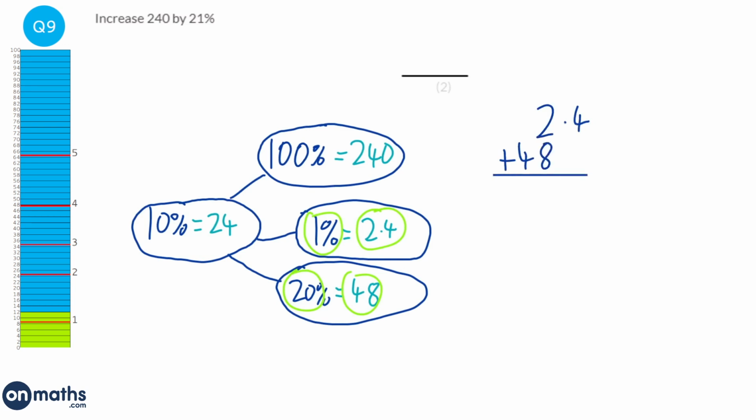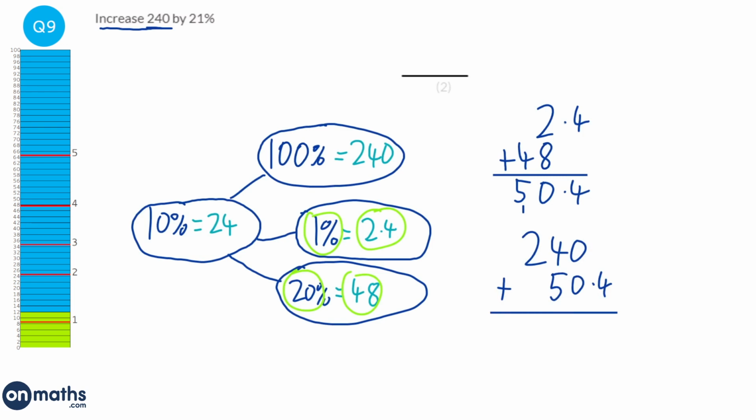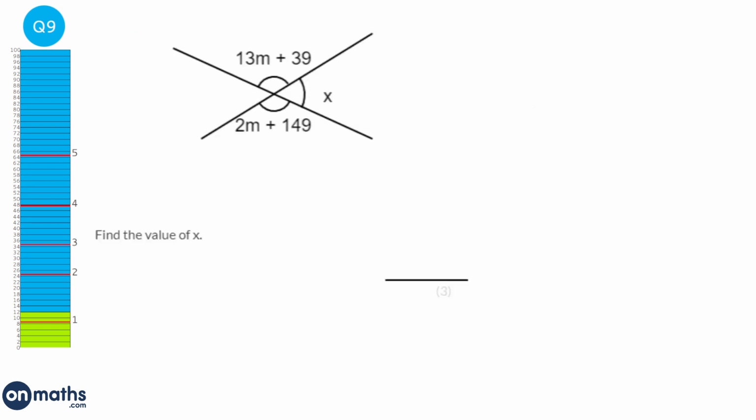Probably don't need to do this formally. Probably do this in our heads. So 50.4, but it says to increase 240 by that amount. So we need to get 240. We need to add the 50.4. Probably, again, don't need to show the working out for this. We can do this in our heads, but it's a bit easier to see what we're doing. So the answer would be 290.4.